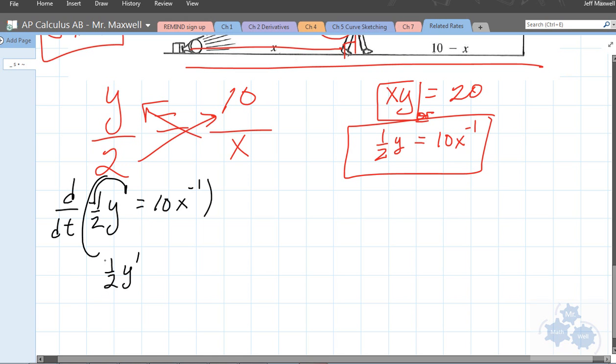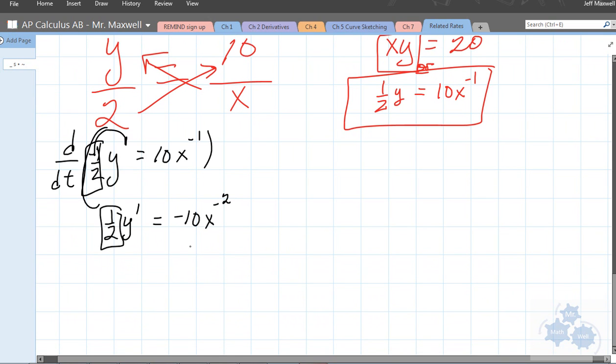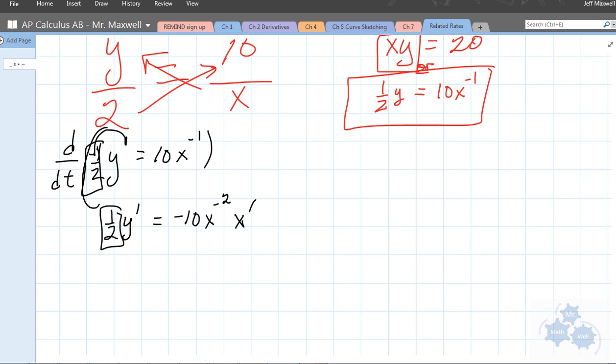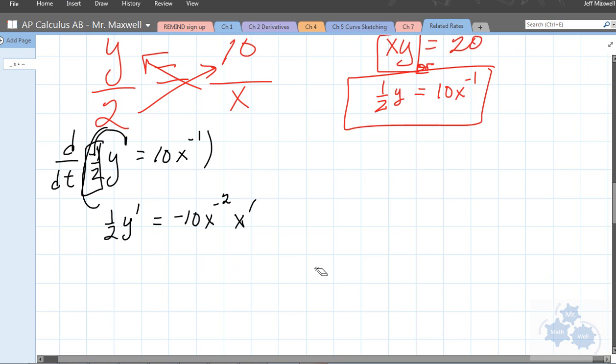It's a constant in front, so really you can just leave it there. What's the derivative of y? Y prime. The derivative of this side is, very good, negative 10x to the negative 2. Now, are we done? We have to remember that x is not our preferred variable, right? So it's times x prime. Don't forget that.